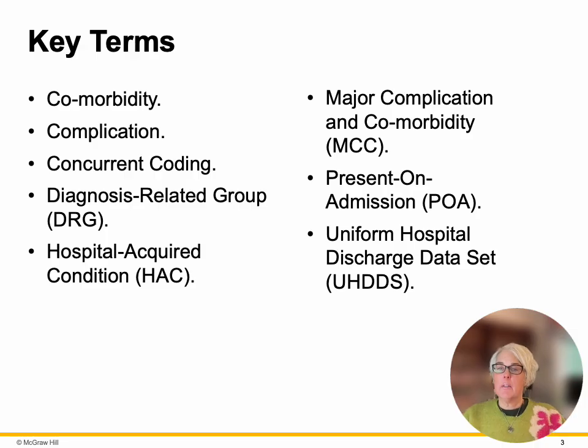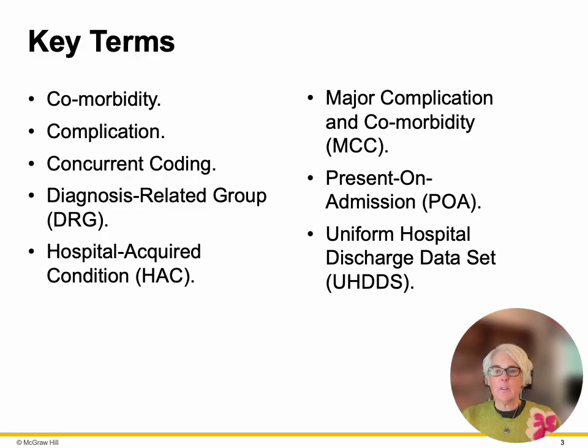Concurrent coding means assigning codes while a patient is still in-house or hospitalized instead of waiting until discharge. A DRG is a group that hospitals use for payment. Patients with similar diagnosis and resource use get grouped together. A hospital-acquired condition, or a HAC, is something that the patient did not have on admission but developed in the hospital. MCCs are major complications and comorbidities, and they're the highest severity secondary conditions.